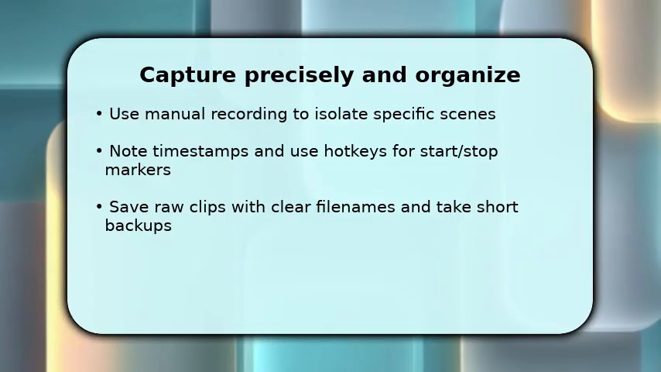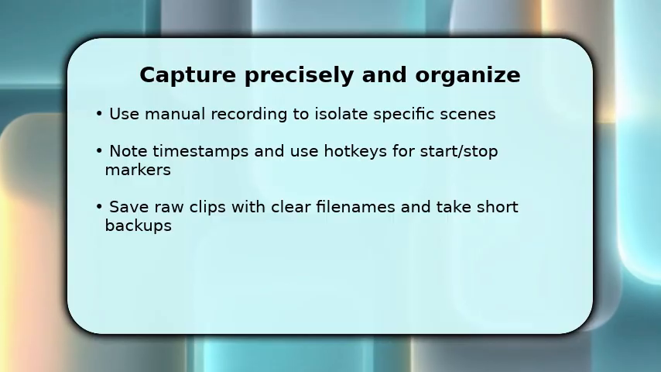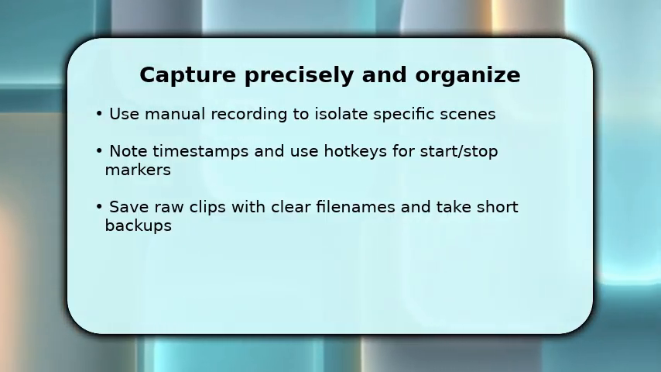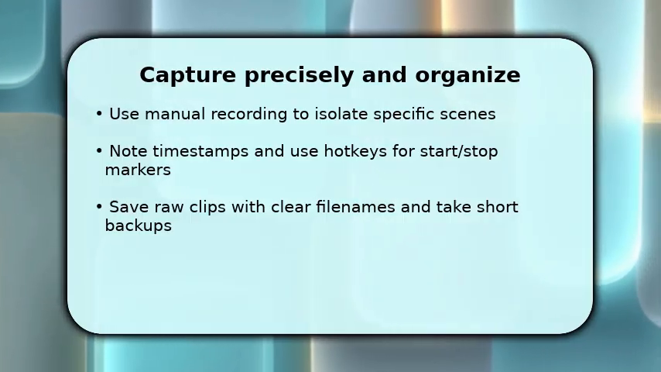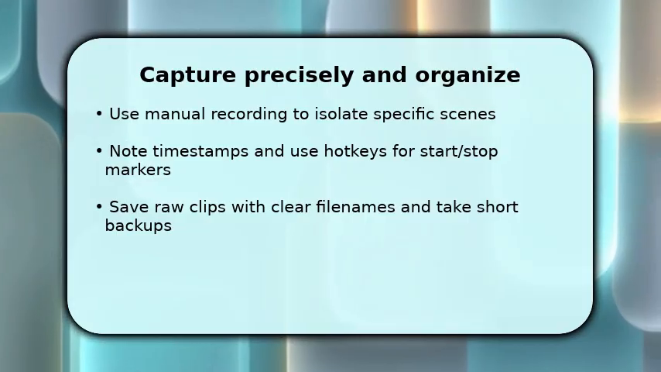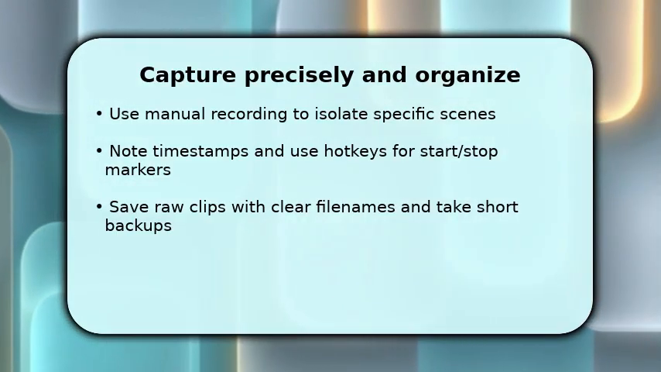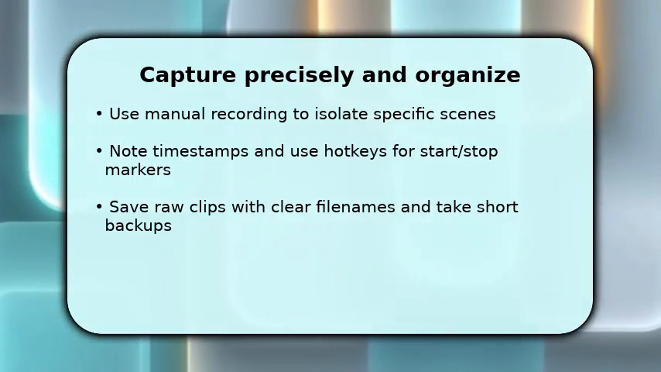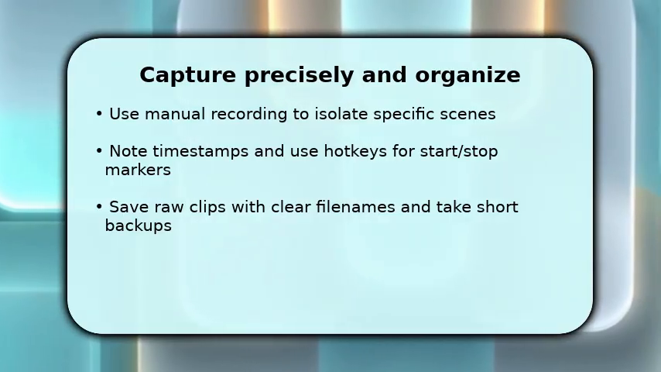You now capture the material with precision. Navigate to the scene and use hotkeys to start and stop recording exactly where the action begins and ends. This minimizes trimming. If you need multiple takes, label each clip with the title, timestamp, and take number so you can find them later. Once you record, move files to a project folder and make a quick backup to an external drive or cloud. Make sure to keep original quality files untouched for color grading and editing.